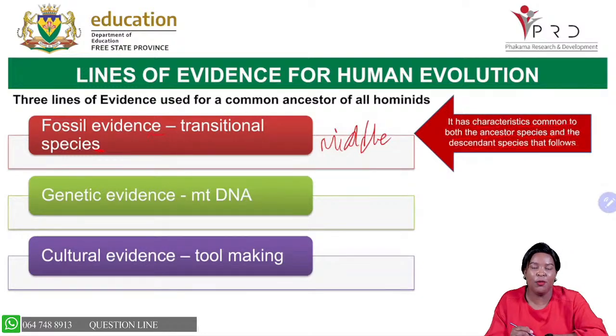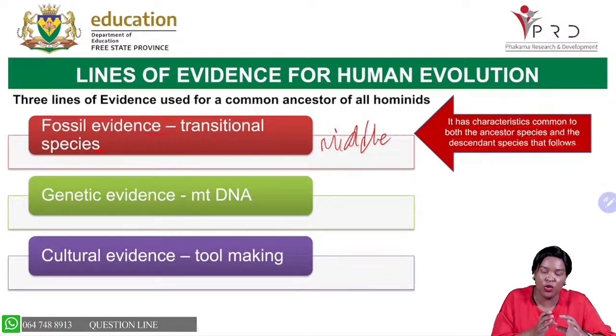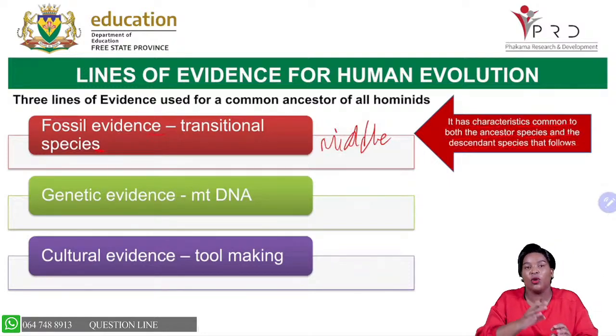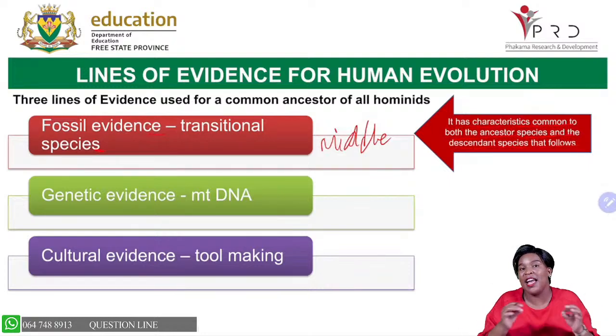So scientists are able to study fossils and date them, and they are able to put the fossils of organisms in between to say, this fossil has the characteristics of the previous species and the characteristics of the next species. Therefore, it is a transitional fossil and it gives information to provide evidence for human evolution.